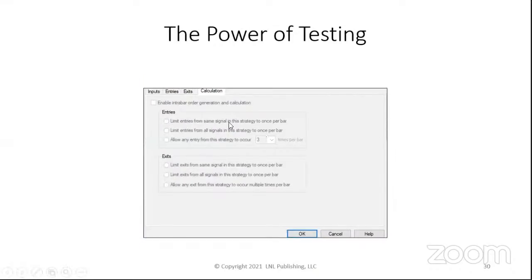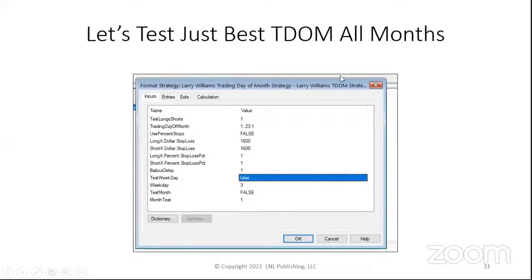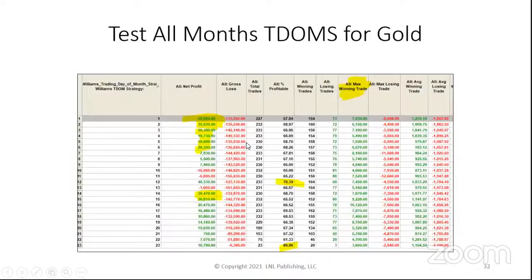Okay, and here's the power of testing. We can test all this stuff. This is so neat. We can do the calculations and do the tests. Here's an example. Let's test just the best trading day of the month for all months. So we have false for months. We're not testing any particular month. We're going to test from trading day 1 to 23. And we're going to use a dollar stop loss of $1,600. And this is for gold. So you gold traders, here you go for gold, okay?